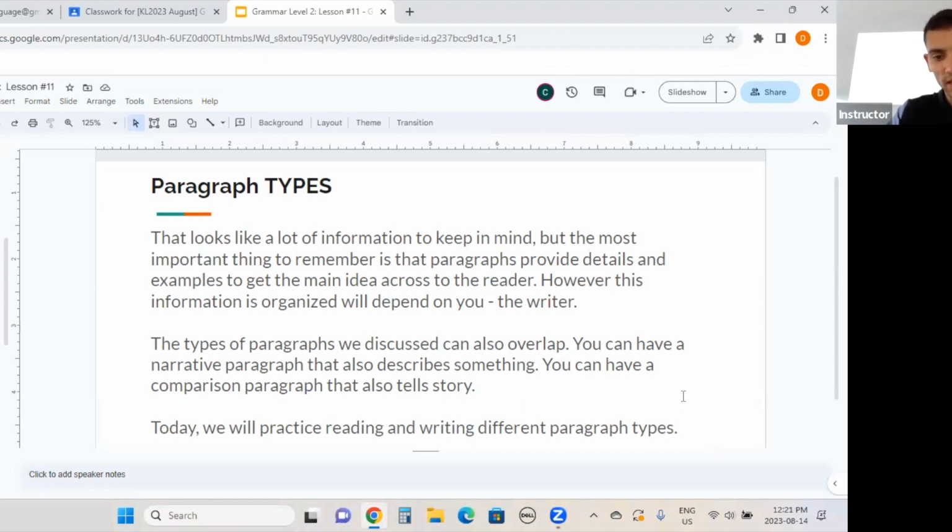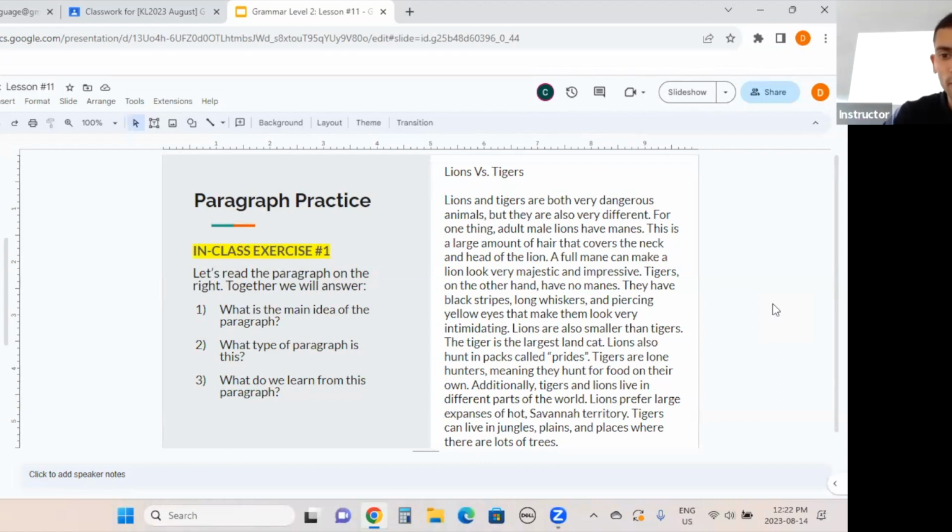So we're actually going to practice reading, and there's going to be more writing involved, but we have to do it because this is where all of our lessons come together. I'm going to ask a couple people to read this out loud. That's cool with you guys? Then we're going to take a look at the main ideas, the type of paragraph, and what we learn. We'll do the first one together. I'll help you guys out. The next two, you guys are going to do.